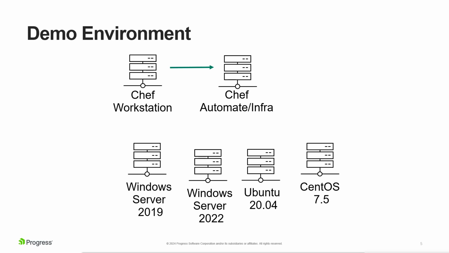Now, all of these systems are running in our lab environment, but if they were running in a public cloud or clouds, the approach would really be the same, assuming we had connectivity to those systems. And like I said before in the agenda, once we bootstrap those systems, we'll be able to connect them into Infra, pull down those cookbooks, and run those cookbooks against these nodes.